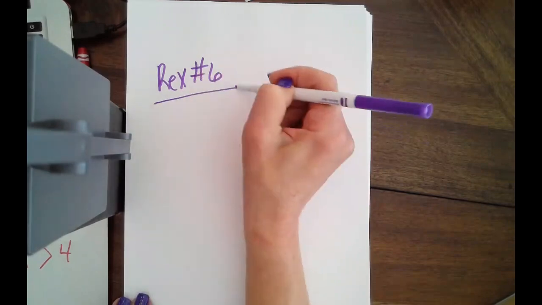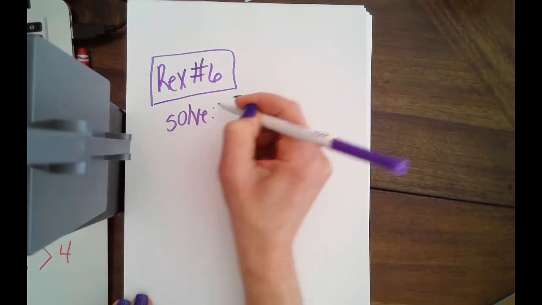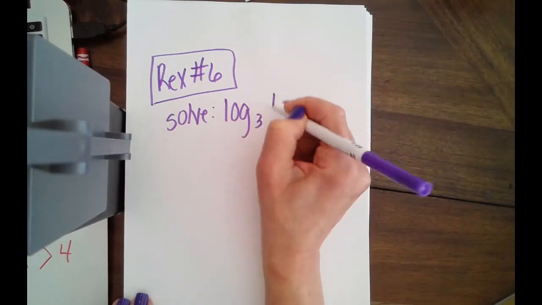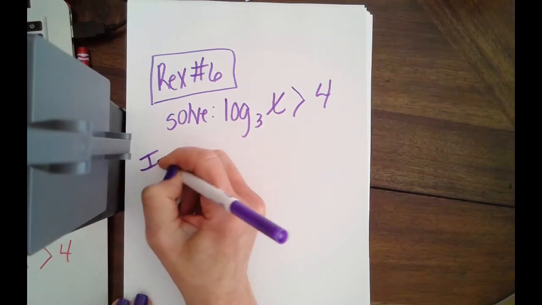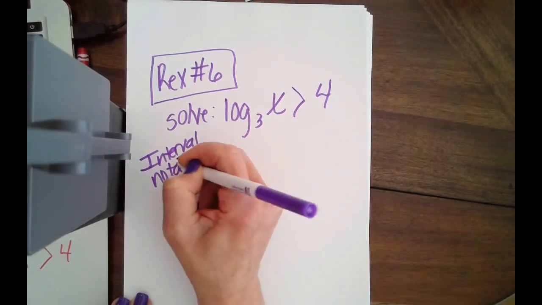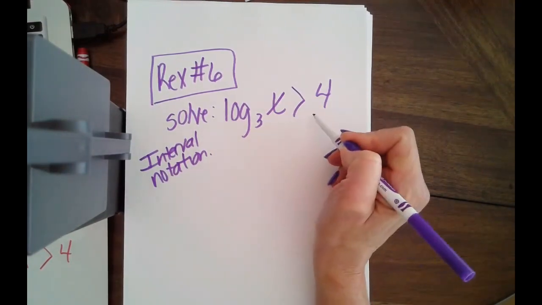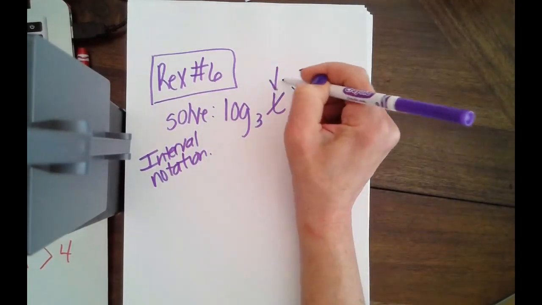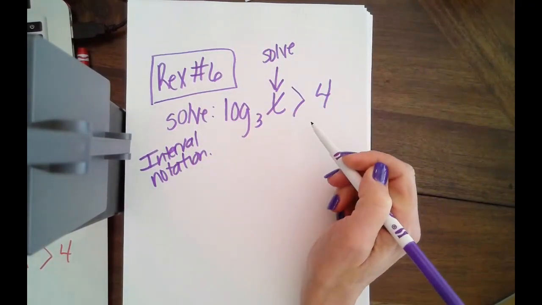Solve log base 3 of x greater than 4. Interval notation is what our answer is. Well, this one, all you recognize is it's in log form. You can't do much here. We've got to solve for x, so you have to isolate it. You're going to have to break it out of logarithmic form and put it in exponent form.